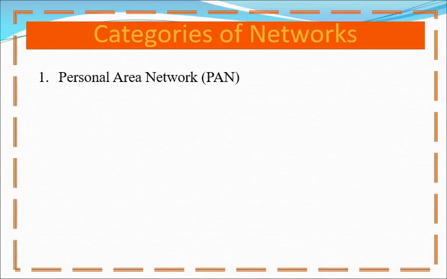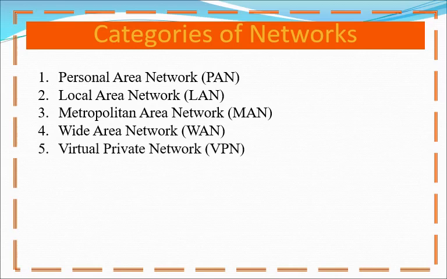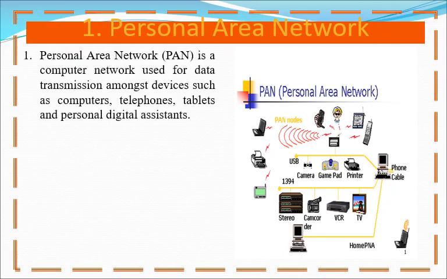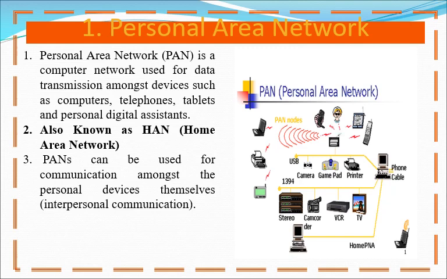Next, let us see the categories of network. We have five prominent categories of network, namely personal area network, local area network, metropolitan area network, wide area network, and virtual private network. First, let us see personal area network. This personal area network is a computer network which is used for data transmission among devices such as computers, telephones, tablets, and personal digital assistants. Otherwise, it is named as home area network or personal area network.